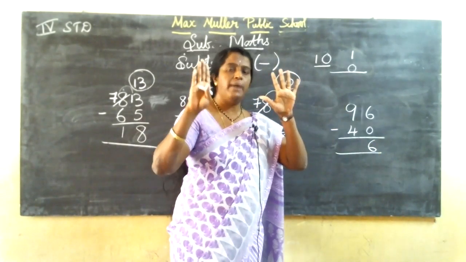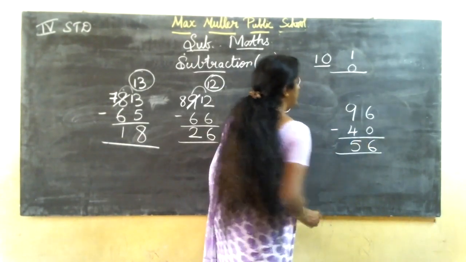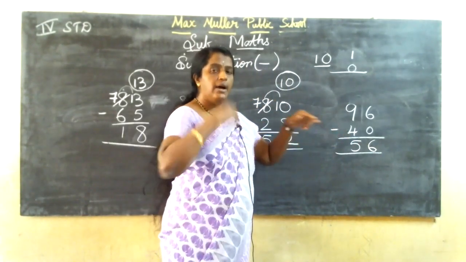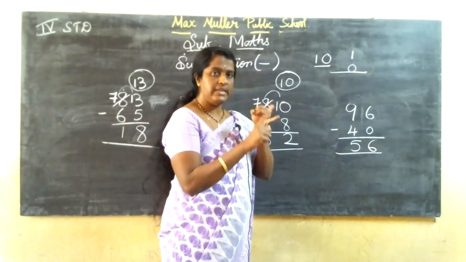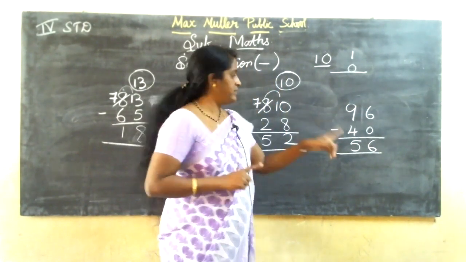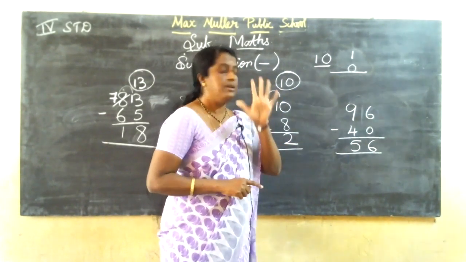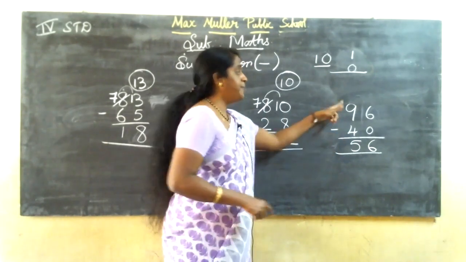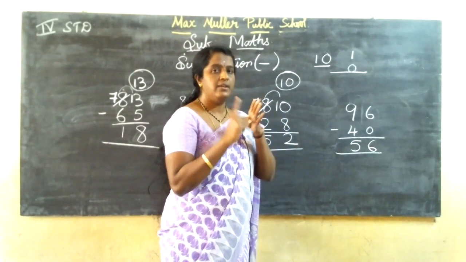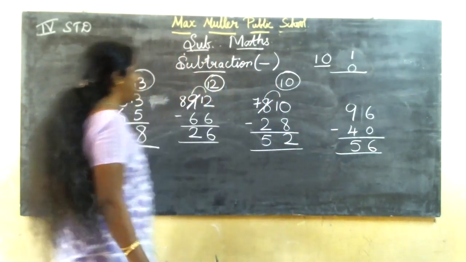9 minus 4. 5. See here. 4. After 4, 5, 6, 7, 8, 9. So, answer is 5. Yes, no, children? Answer is 5. See here, 4. Up to 9 you should count. After 4, 5, 6, 7, 8, 9. So, answer is 5. Let's copy down this.